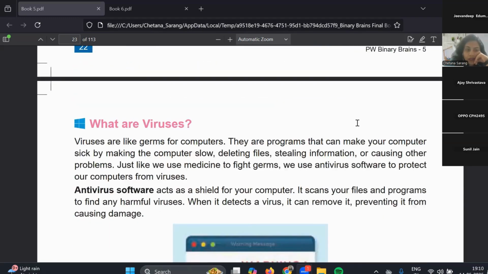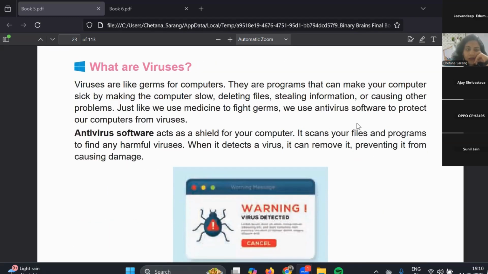So, viruses. Now, what are viruses? How do they actually look? Viruses are like germs for computers. I see kids are fascinated by this word when it comes to computer education. Virus. What are they imagining when they say virus? And what is in reality a virus? How does it look?